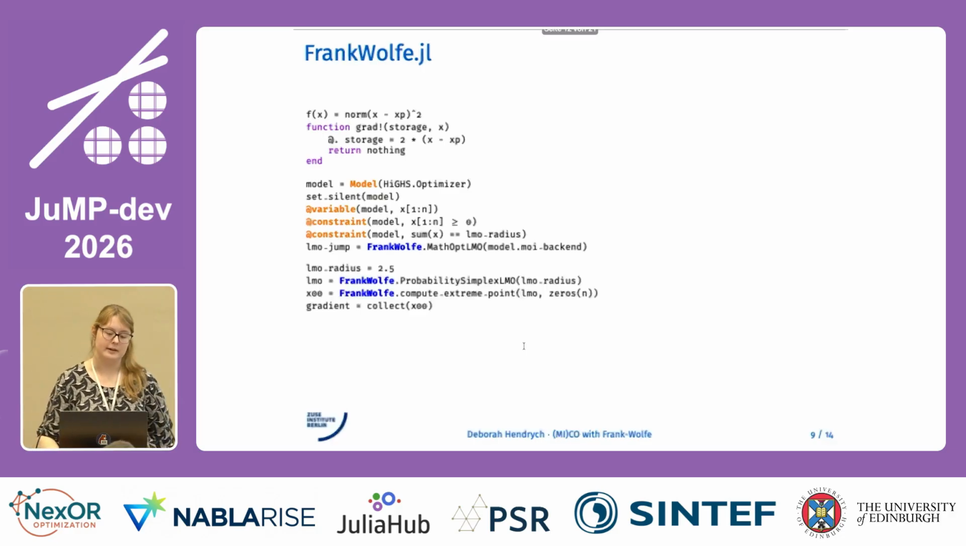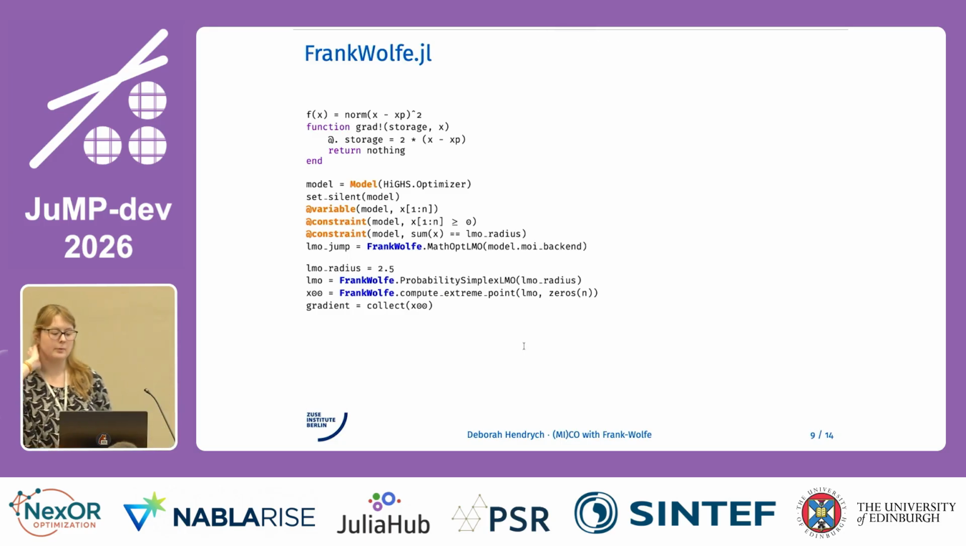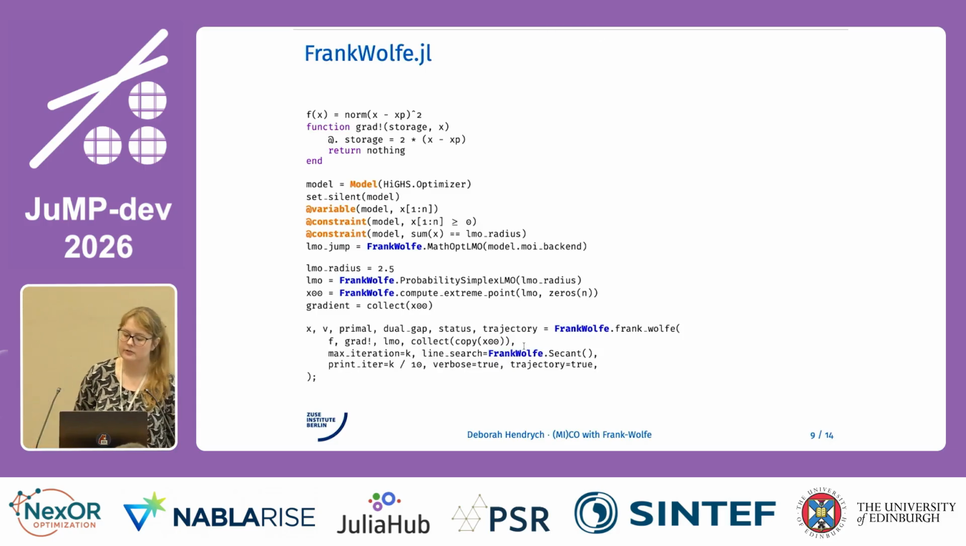This is one way to do it, but obviously for things like the probability simplex, FrankWolfe does have its own LMO as well. And then the standard FrankWolfe algorithm, and most of the others as well, just require the function, the gradient, the LMO, and a starting point, which you can just generate by calling the LMO once. This is the compute extreme point function here, just to generate the starting point, and then there are a bunch of additional settings.